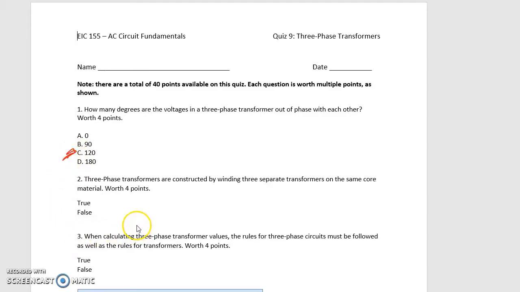Number 2, three-phase transformers are constructed by winding three separate transformers on the same core material. This is a true statement. And we're going to see examples of this further on in the quiz. When calculating three-phase transformer values, the rules for three-phase circuits must be followed, as well as the rules for transformers. This is also a true statement.